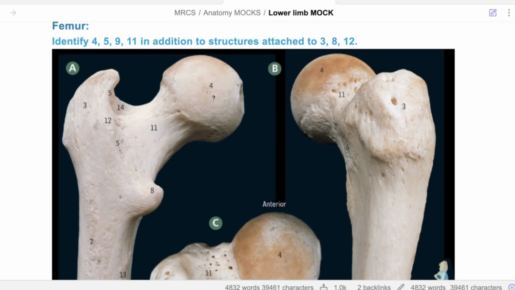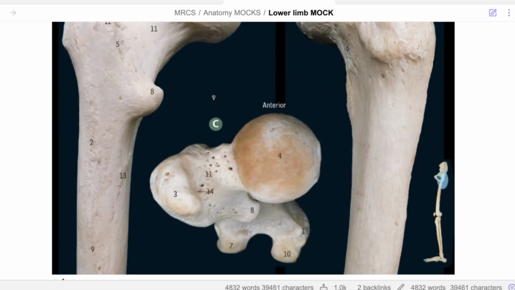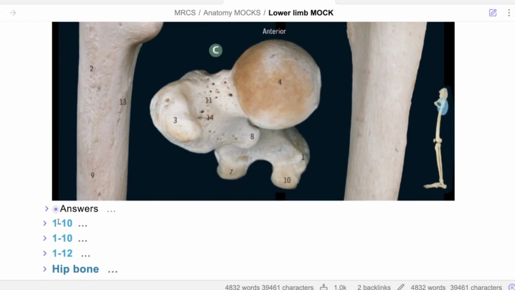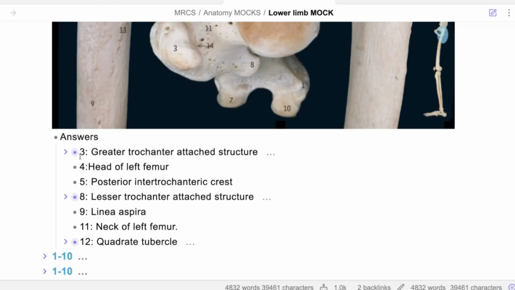Okay. What is 5? 5 is the greater trochanter. What is 8? 8 is the lesser trochanter, of the left side. Sounds good. Great. I think you've covered them quite well. So like we said, this is the left femur.